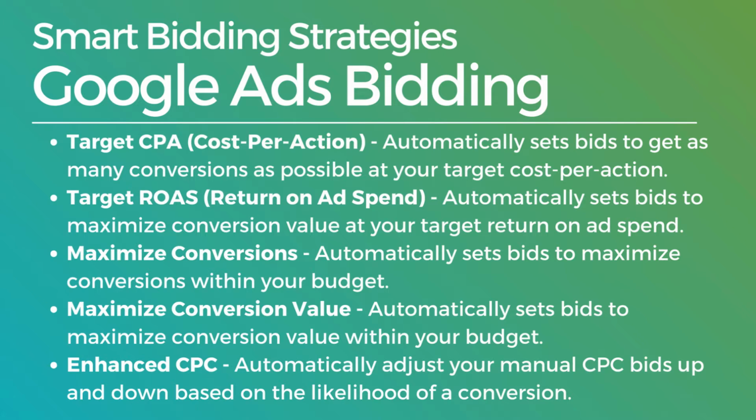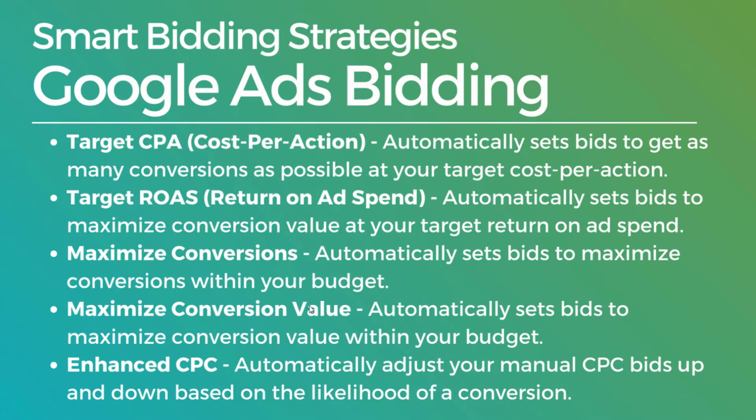So maximize conversions is automatically going to set your bids. So if you're targeting 1,000 keywords, Google Ads is automatically going to set your bids for every single one of those keywords to maximize conversions within your budget. Now, Google doesn't know what's going to actually drive conversions when you launch your campaign, so there is going to be a testing period where Google is going to say, we are going to enter as many auctions as possible based on your budget, and we are going to try to drive as many conversions as possible within your budget. Over time, these bidding strategies will help improve your overall campaign performance.